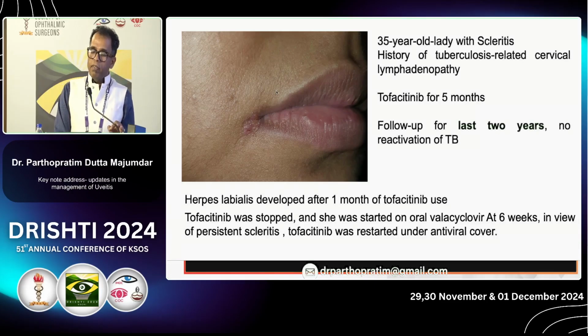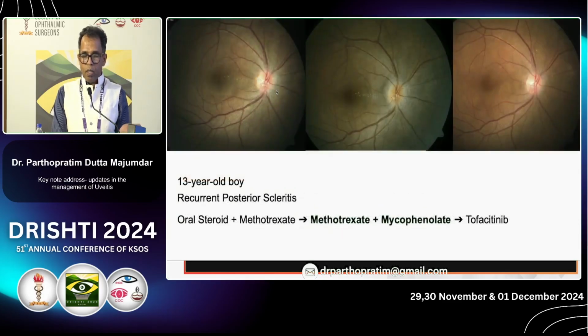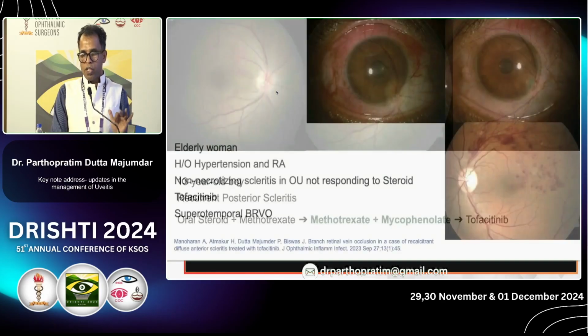And on another side, there was a history of tuberculosis-related cervical lymphadenopathy, and we could treat them without any reactivation of the TB. So this is another child who was not responding to methotrexate and mycophenolate, but finally responded to tofacitinib.